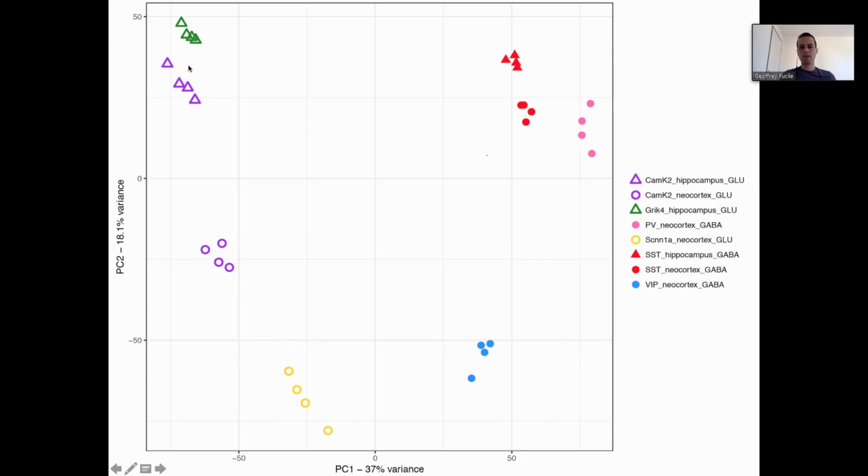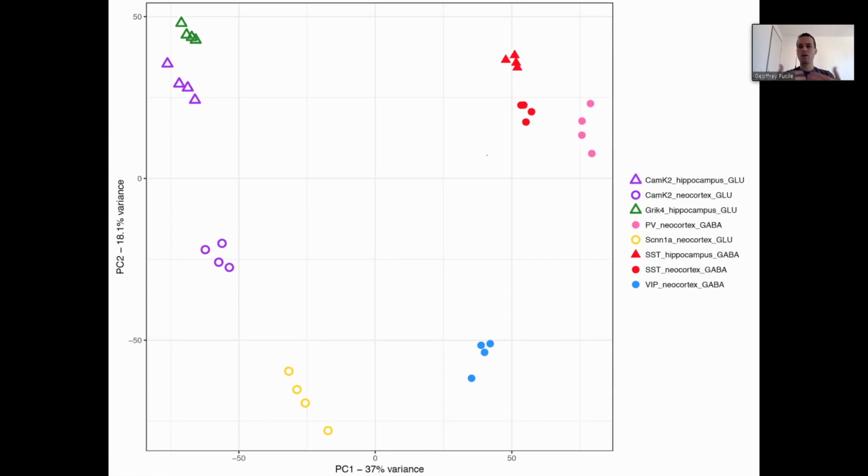And we see that they actually separate along this axis. So all the closed shapes are on the right side and all the open shapes are on the left side. We actually see there's a separation between GABAergic and glutamatergic, right? We can also see that these somatostatin positive cells cluster closer together, even though they come from different parts of the brain.